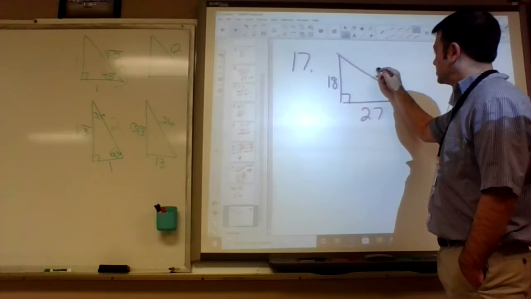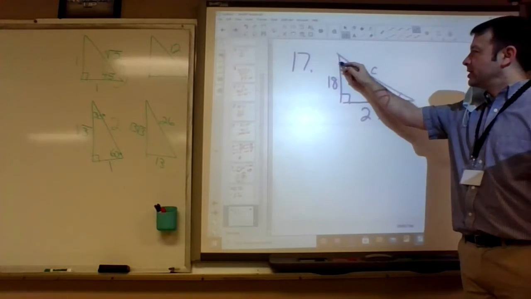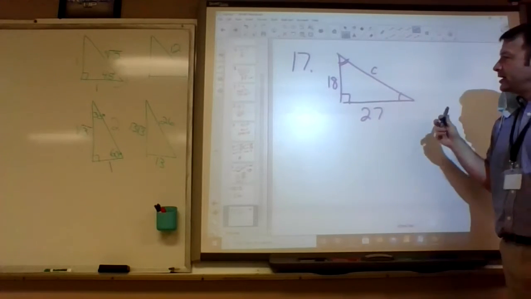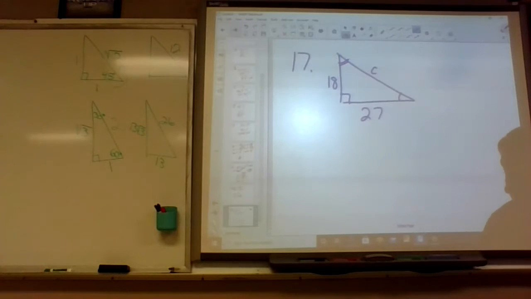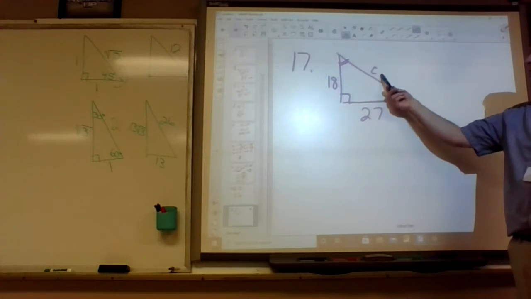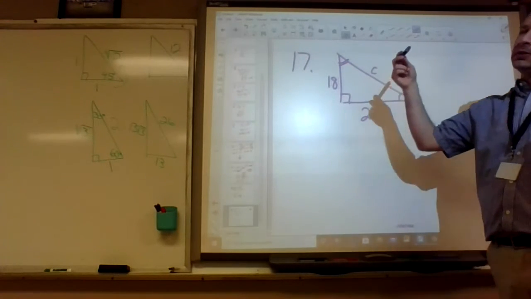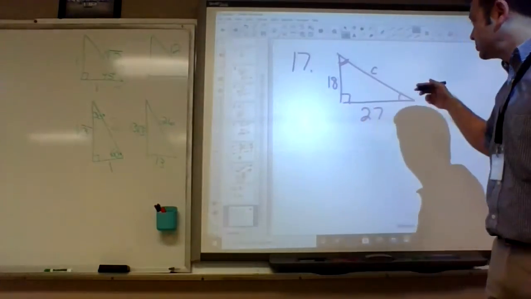So I'll call this C, I guess. And we got a couple angles here that we gotta find. How could I find C? Start with that one. Pythagorean theorem. 18 squared plus 27 squared equals C squared. So after you do 18 squared plus 27 squared, you have to do the square root.